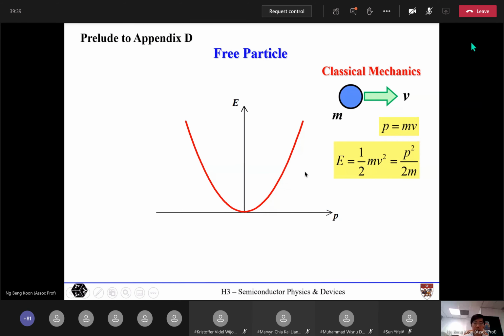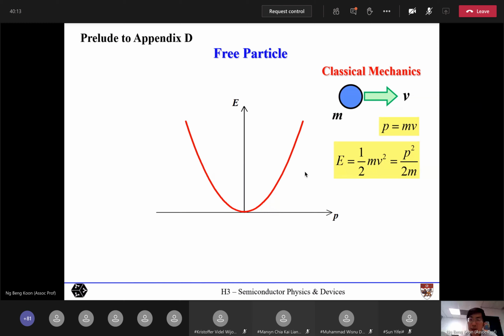Okay, so for today's discussion, we're going to talk more in-depth about the energy band structure of the semiconductor. What do we mean by that? We start off by looking at classical physics, or classical mechanics. If you consider a free particle like a ball, and let's say this ball has a mass of m and it's moving with velocity of v, we can write down the momentum of this particle as mv, right? The momentum is given as the product of the mass and the velocity.